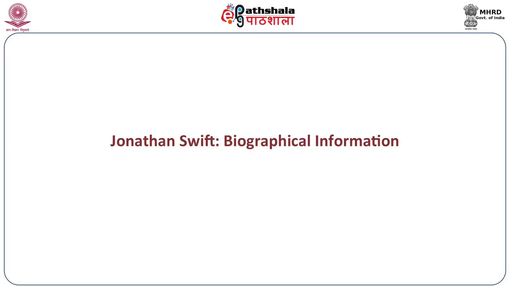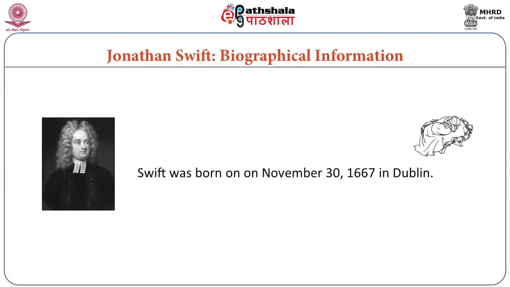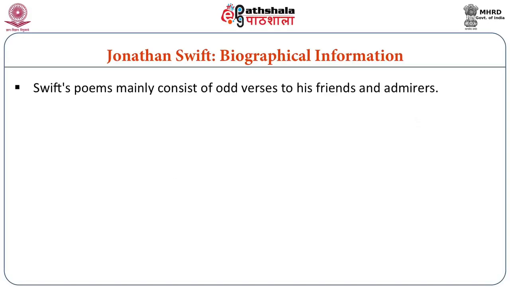To move on to Jonathan Swift, briefly, we will cover his biographical information. He was born on November 30th, 1667 in Dublin. Though born to English parents, he had to, however, leave Ireland and move to England later on. And in 1688, he came to England. There later, he starts his writing career, and his poetry was mainly in the form of odd verses written to friends and admirers.